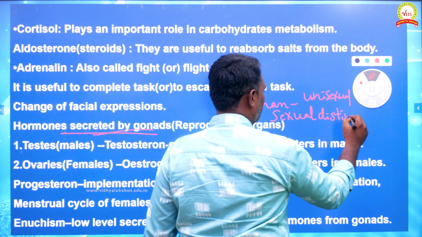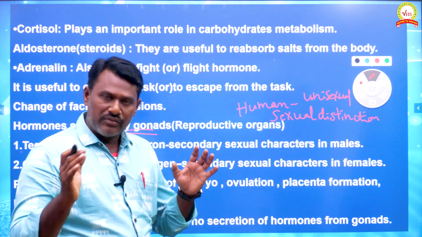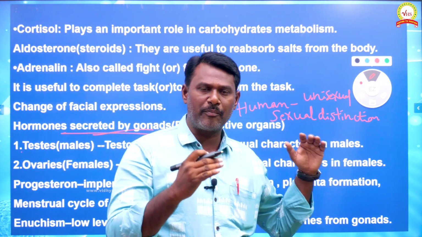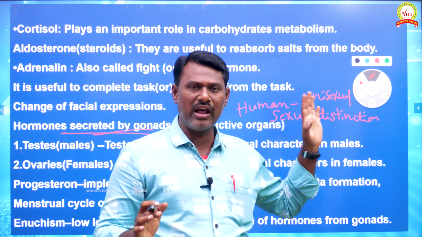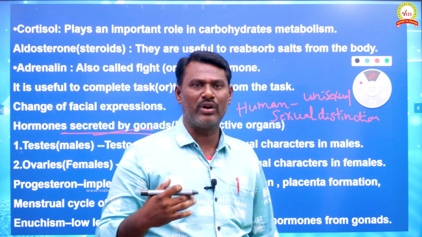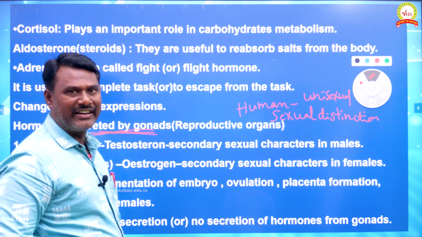Sexual distinction. Within human beings, we can see the male and female reproductive organs are present separately. That's why it is called sexual distinction, and such animals are called unisexual animals. Now you can see some of the hormones secreted by gonads.